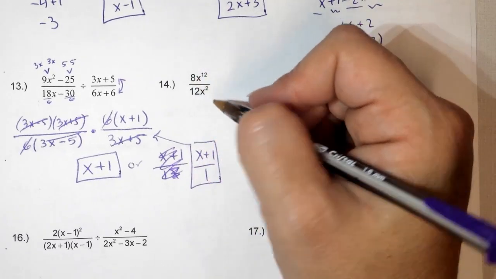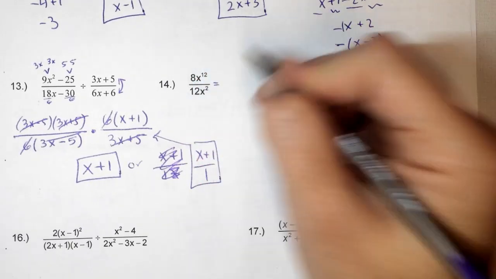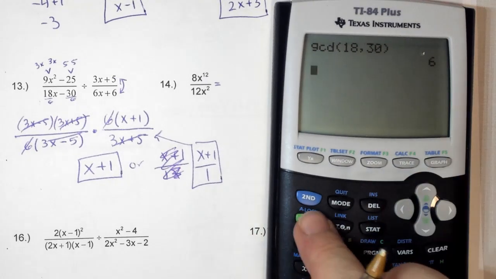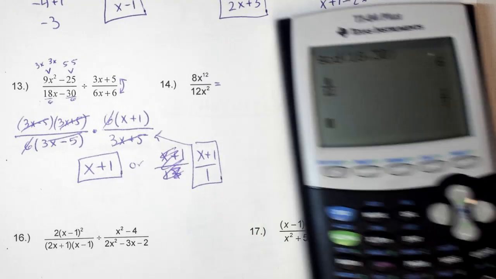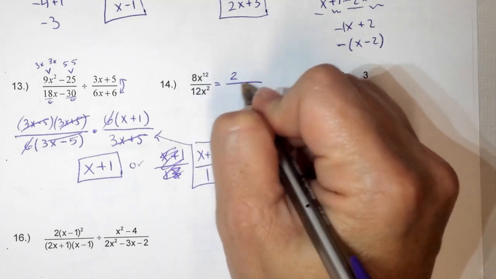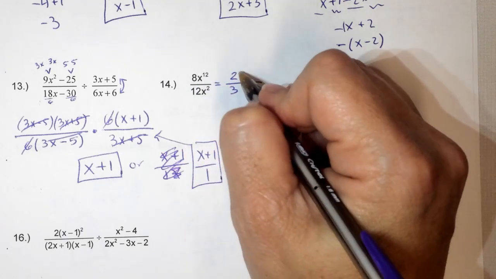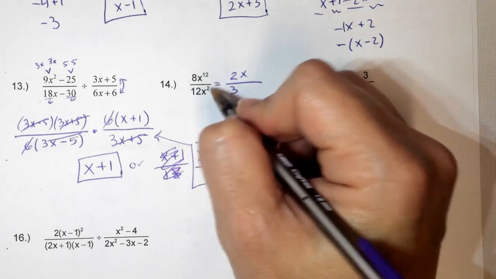Here, this is kind of old school, okay? 8 over 12, you can simplify in your calculator. So that becomes 2/3. And where there are more x's, well, more x's are on top, and we subtract 12 minus 2 is 10.